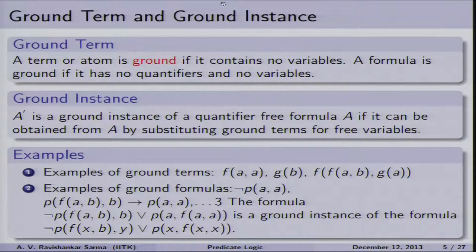Now these are examples of ground terms. f a a, it doesn't have any free variable, so that's why it is a ground term. f a a, z b, f of a b, z a, all these things are ground terms. Examples of ground formulas are like this: not of p a a implies p f of a b b, and the formula further down, not of p f of a b b or p of a f of a a, etc., is a ground instance of this formula. So in not p f of x b y or p x f of x x, in that formula, x is replaced by a and y is replaced by b. In that sense, it is a ground instance of that formula.